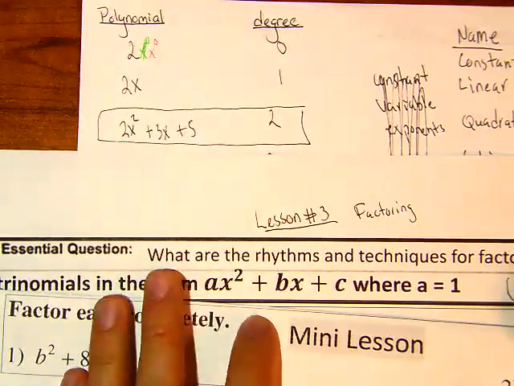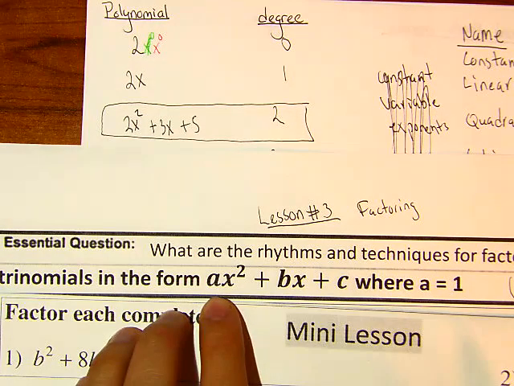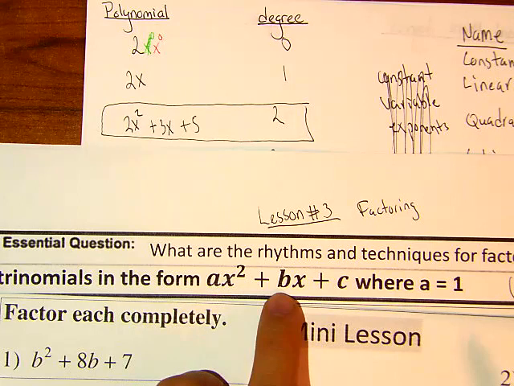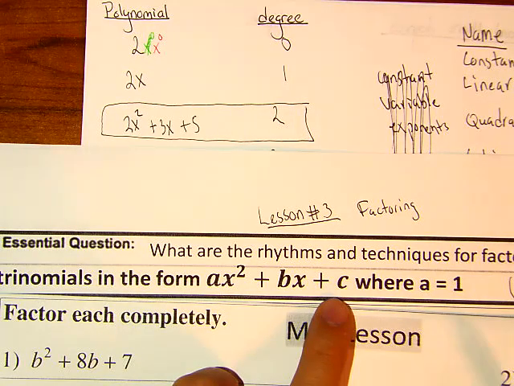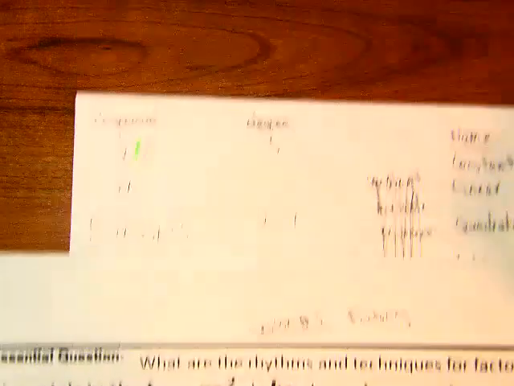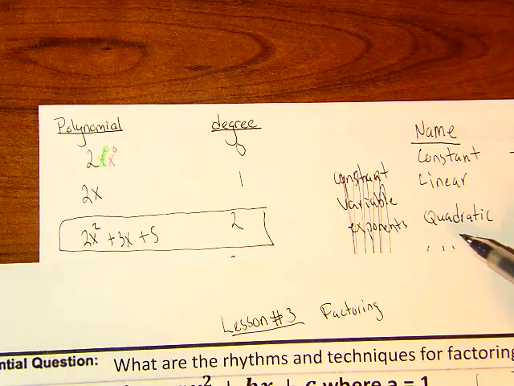Let's show both of them. If you have some ax squared plus bx plus c, the a, the b, the c, they can be any real numbers. And you notice that this degree over here is 2. Because it's degree 2, we call it quadratic.